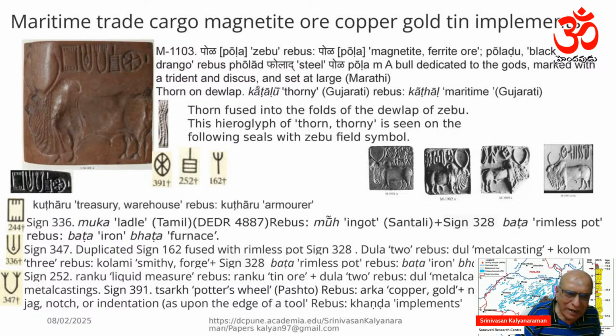Now we have the grand zebu. We have seen it has a thorn fused into the dewlap. Poli is the dewlap. Thorn is Kantle. Thani, Kantala. Kantala is maritime. Kantala is boat in Gujarati. So maritime trade is taking place. Of what? Pola, maritime war. Pola, Zebu. Pola, Zebu, Pola, maritime war.